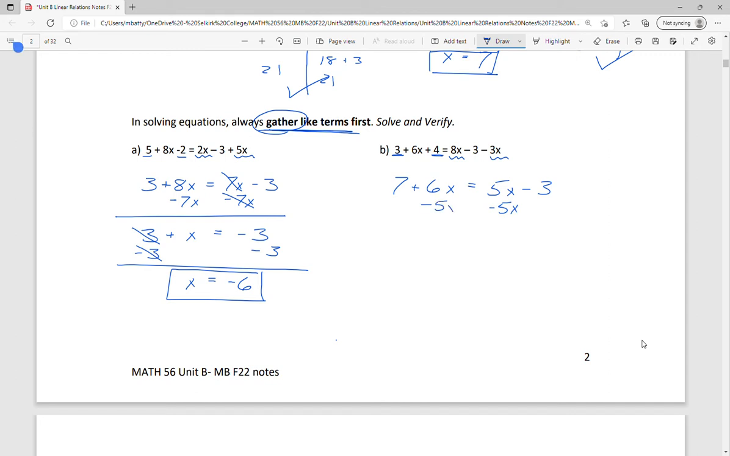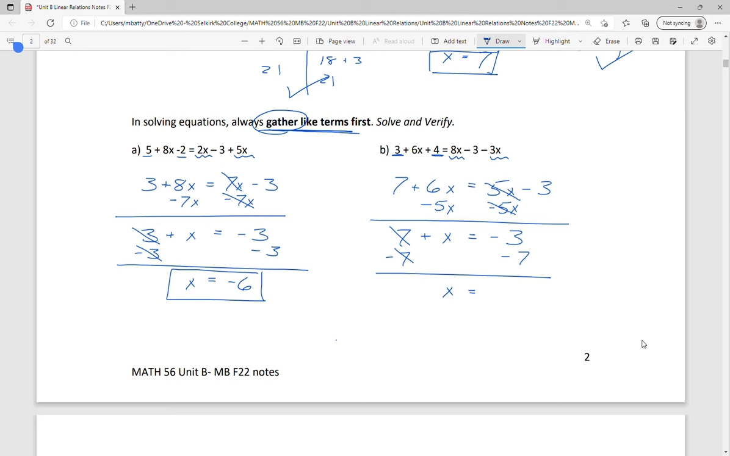If I do that minus 5x on one side, I have to do it on the other. So I get 7 plus 6x minus 5x gives me 1x equals a minus 3. And I'm not quite done. I still have this 7 hanging out with the x. I want just the x on one side. I'm going to subtract 7 from both sides, getting rid of it on the right, or sorry, that's the left.